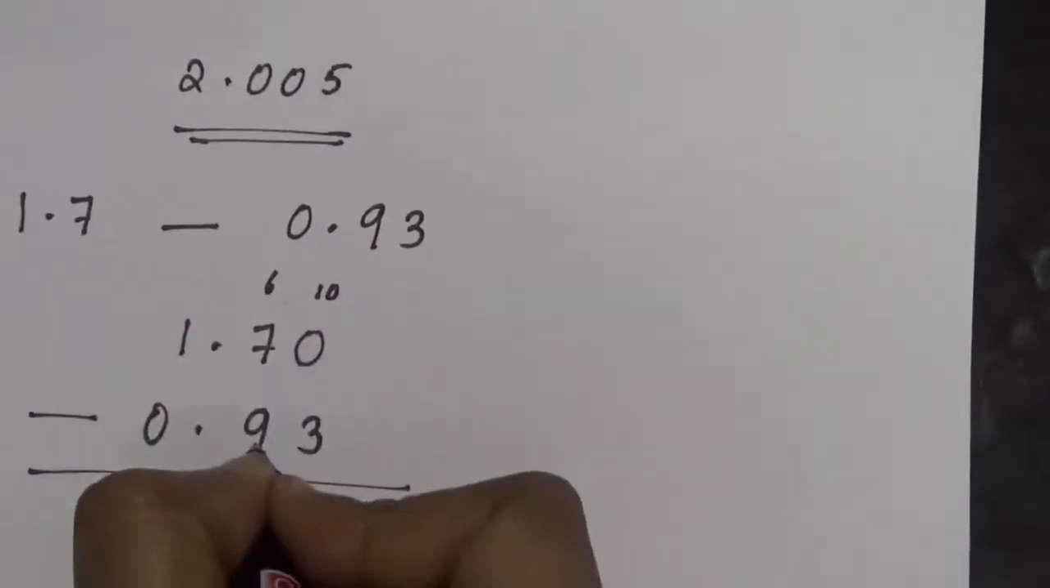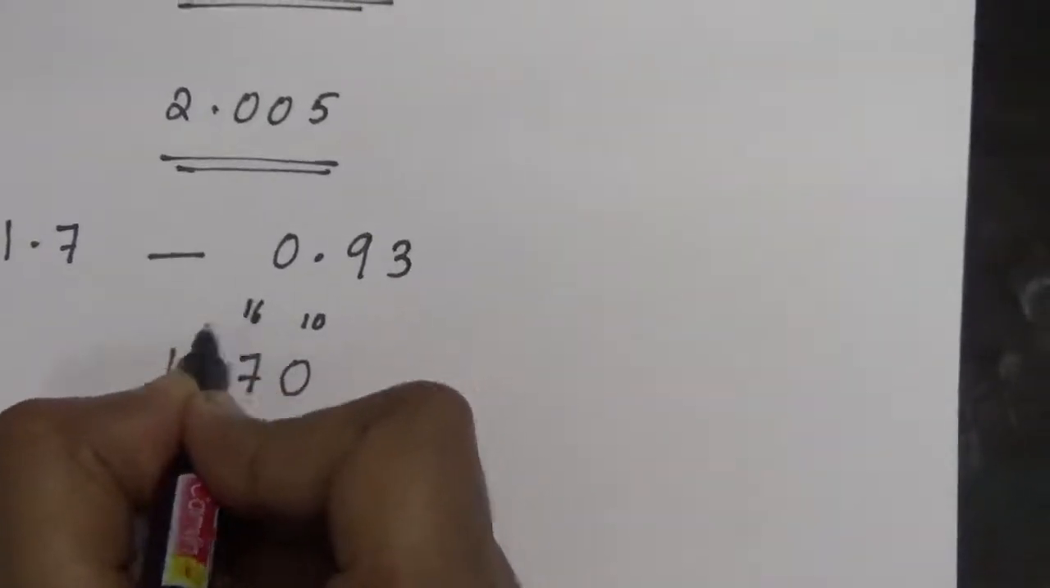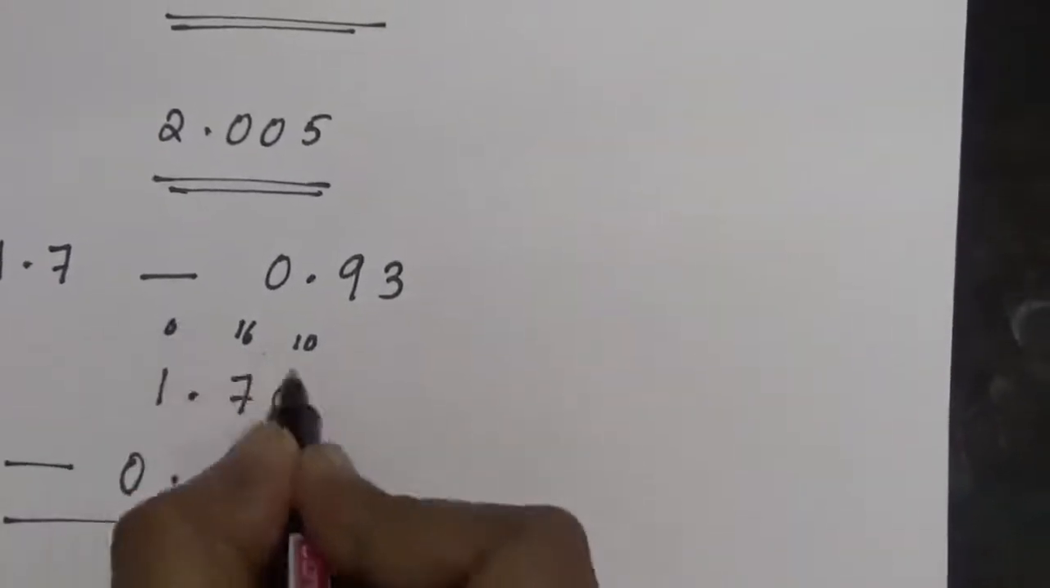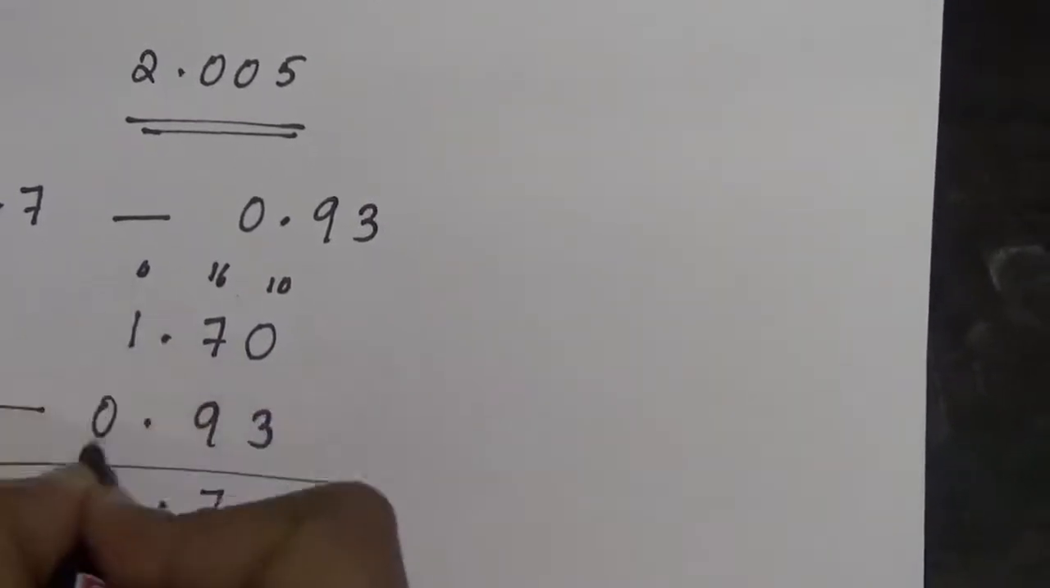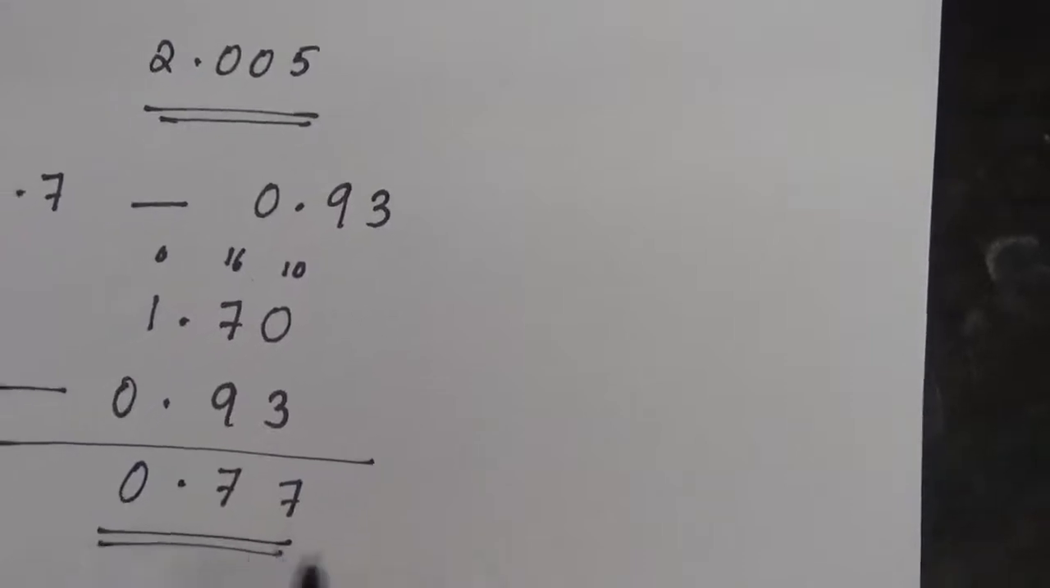Now 6 minus 9, it's not possible. So we write 16 here. So this 1 becomes 0. Okay, now 16 minus 9 is 7. Okay, now 0 minus 0 is 0. So the answer is 0.77.